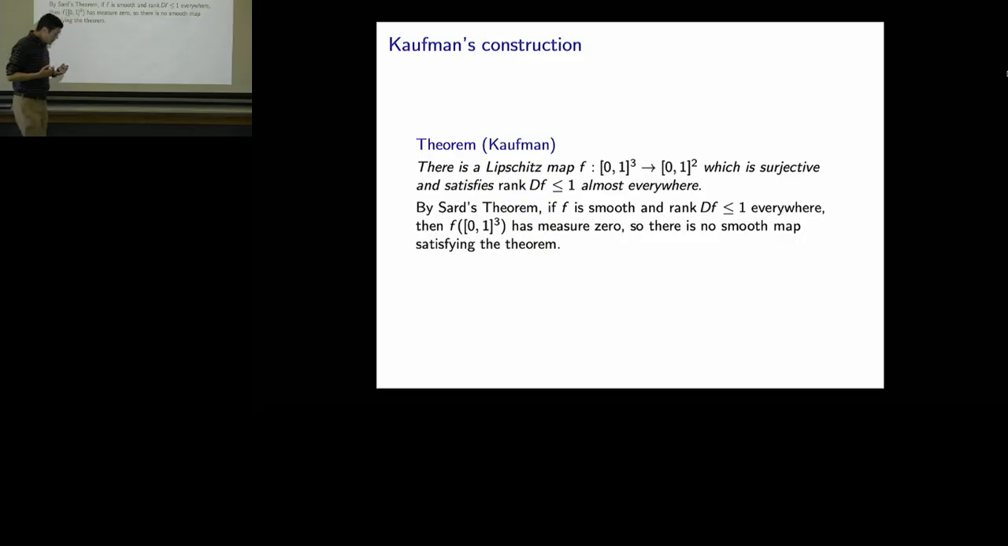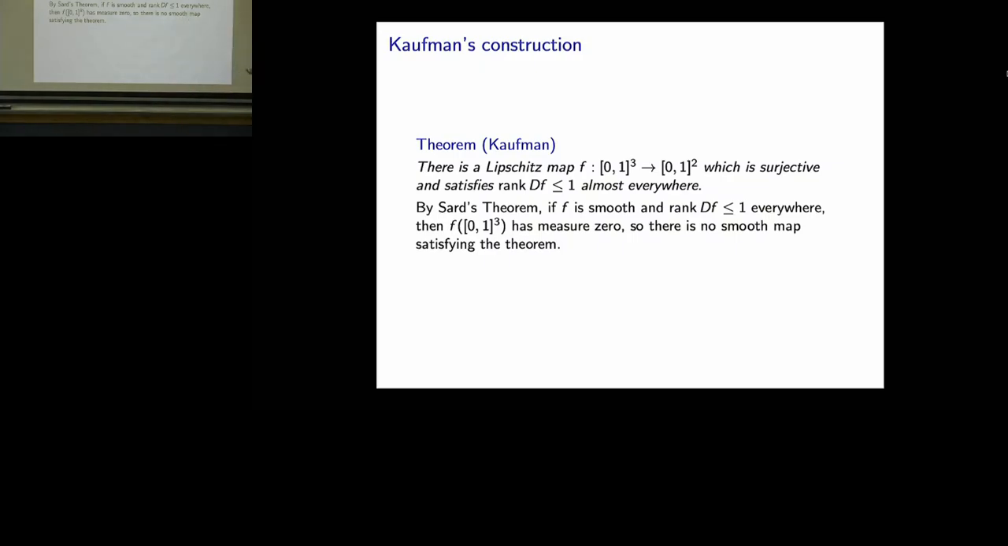So this is impossible for smooth maps. Sard's theorem tells you that's impossible, because if you have a smooth map where the derivative has rank at most 1 everywhere, then every point is a critical point. Every point in the image of that map is a critical value, and Sard's theorem tells you that the set of critical values has measure 0.